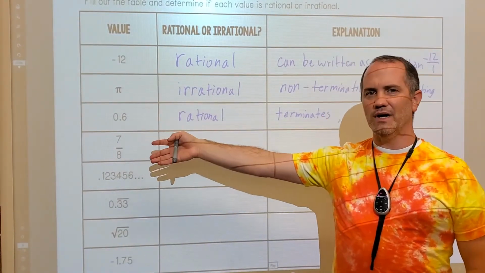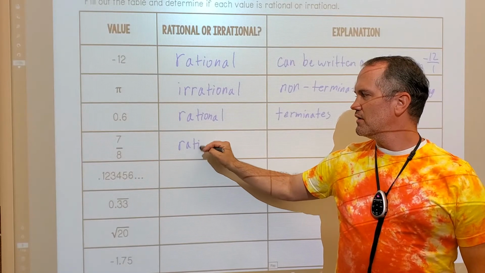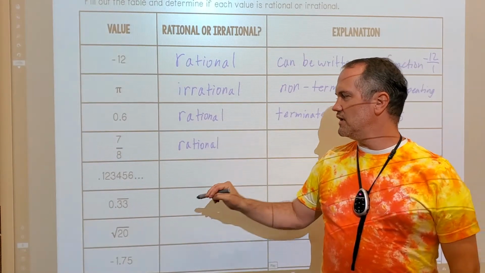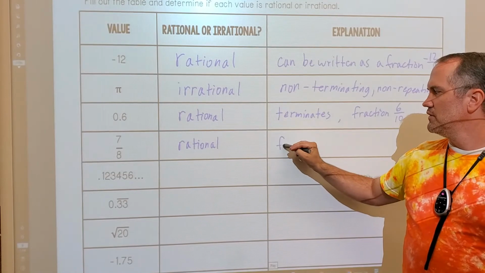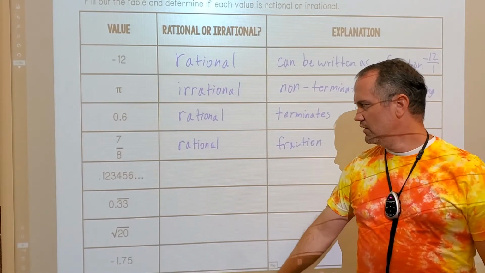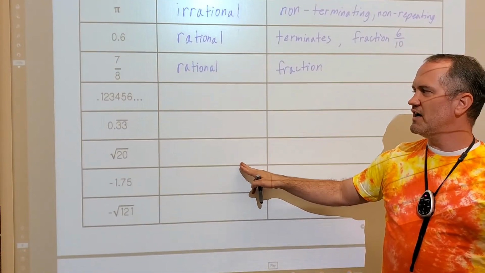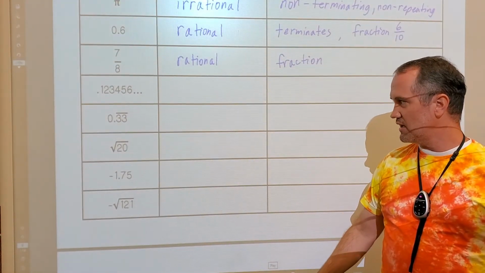7/8, by definition of a rational number, that is a ratio. 7/8. So it is a fraction. Next is 0.123456..., and that's a decimal.